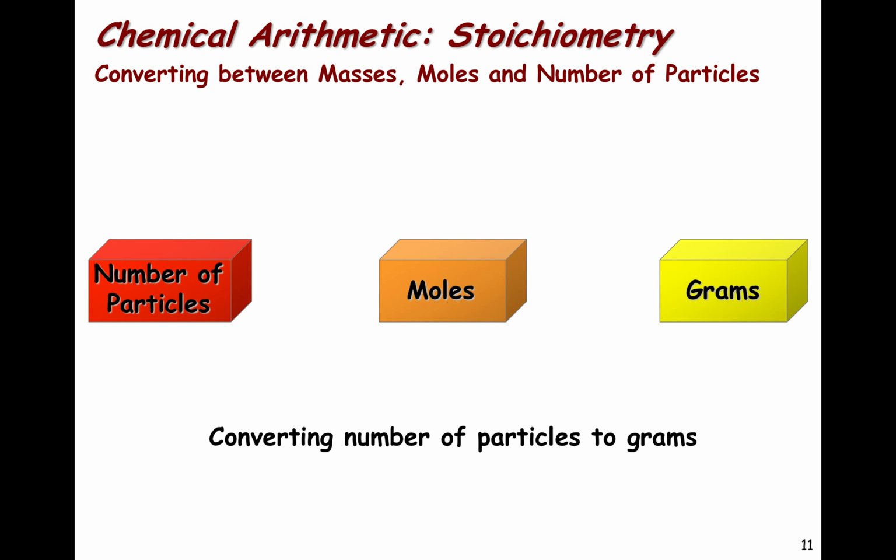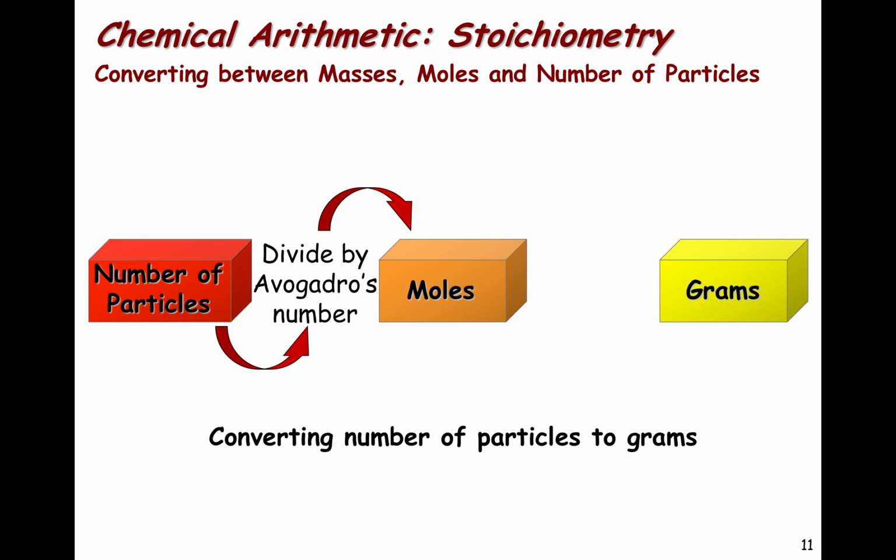As an example of the reverse process, if we are given the number of particles, then what we're going to need to do is use our conversion factor of Avogadro's number, and we're going to divide. This will give us the moles. And then we can multiply by the molar mass to get to the grams.